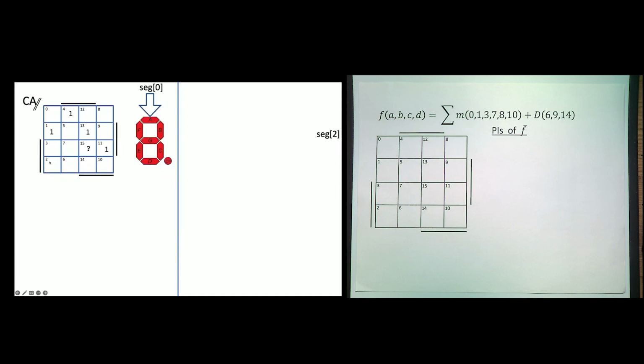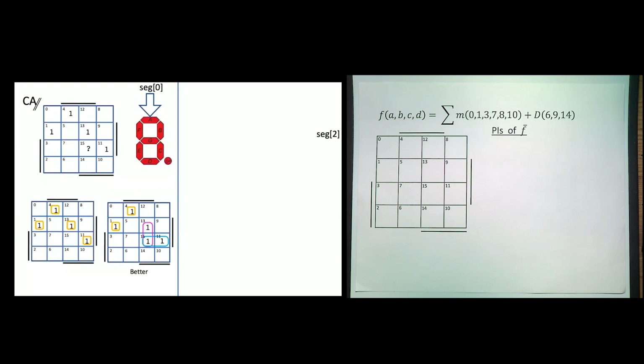Now in cell 15, I have a question mark. I have two choices. I could decide that's a 0 there, or that's a 1 there. What I want to do is decide which one gives me the better logic, the smaller logic function. So there are two cases. Suppose I make it a 0, then 15 is a 0. Or I could make it a 1.